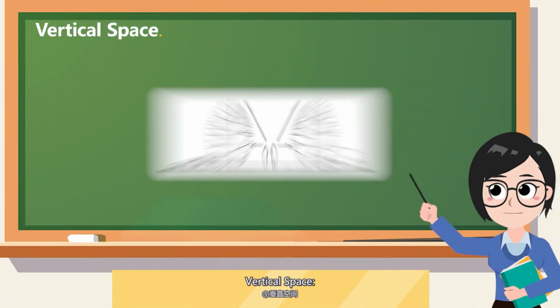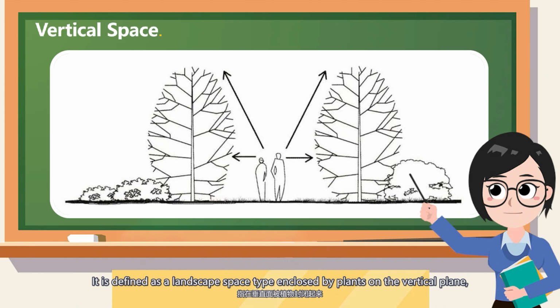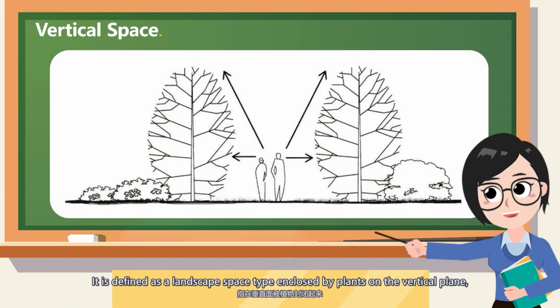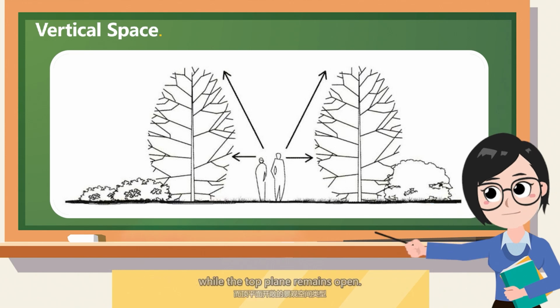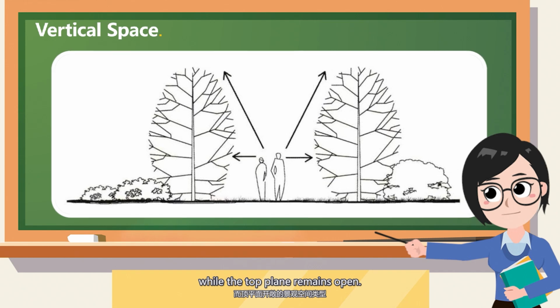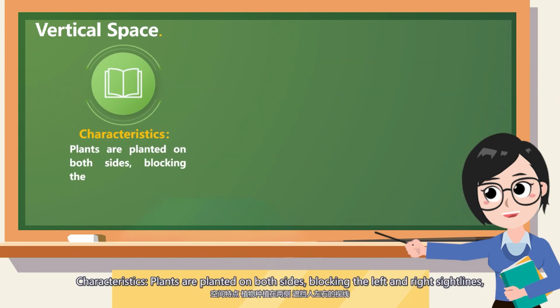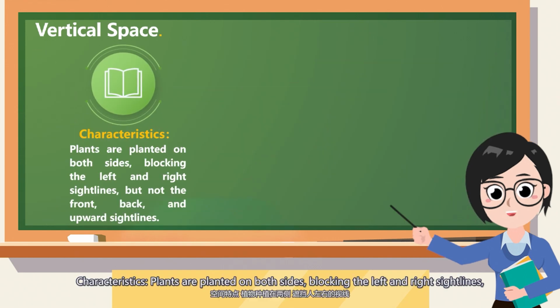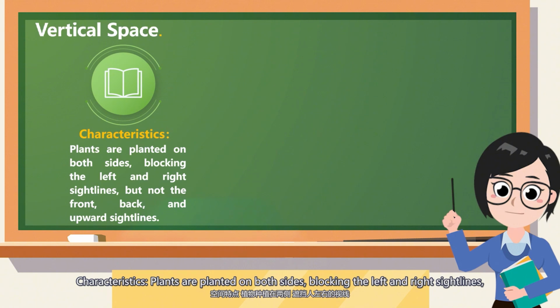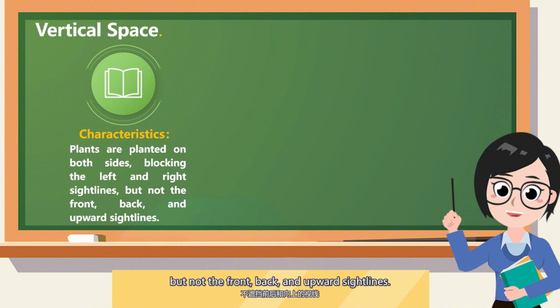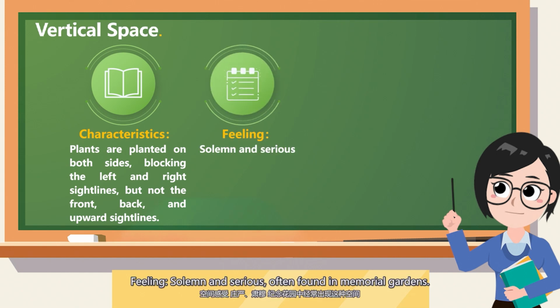Vertical space. It is defined as a landscaped space type enclosed by plants on the vertical plane, while the top plane remains open. Characteristics: plants are planted on both sides, blocking the left and right sightlines, but not the front, back, and upward sightlines. Feeling: solemn and serious, often found in memorial gardens.